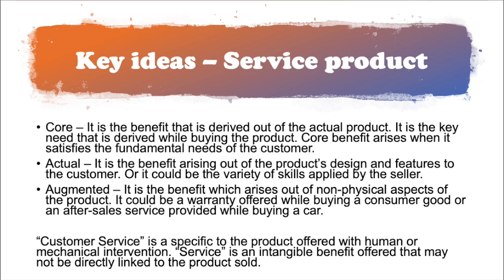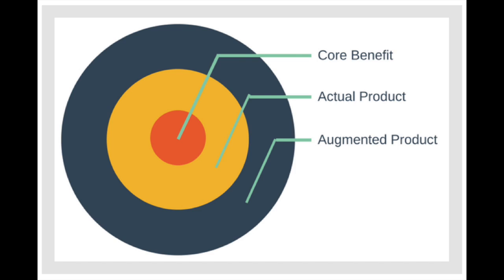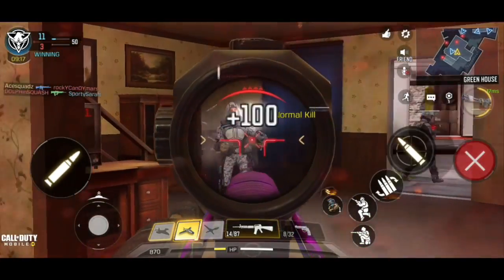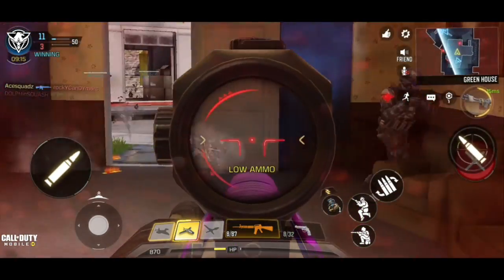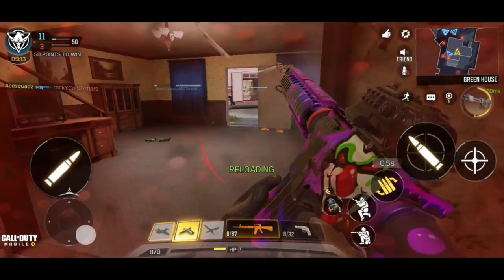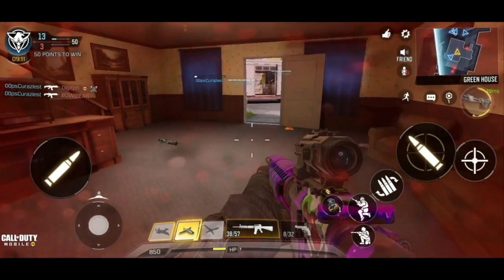Key ideas of a service product. One of the key ideas that I would like to talk about is the 3 product level model by Kotler. First would be need, second want, third is demand. Kotler outlined that there are 3 ways that customers attach value to a product. I will take you through all 3 of them.